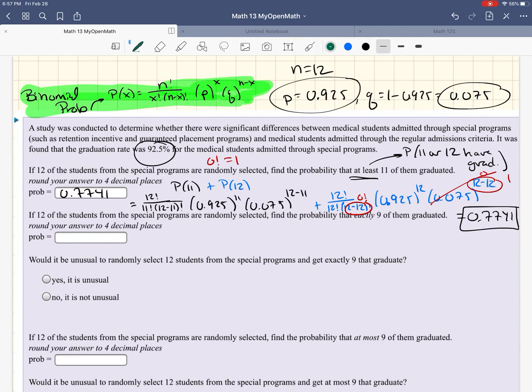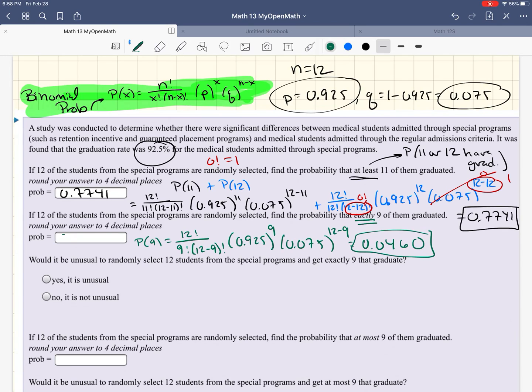Okay, next one. Let's switch colors to a nice dark green. If 12 of the students from the special programs are randomly selected, find the probability that exactly 9 of them graduated. This is actually easier than the last problem. The probability that exactly 9 graduated would be 12 factorial over 9 factorial times 12 minus 9 factorial, 0.925 to the 9 for number of successes, and 0.075 to the 12 minus 9. And plugging that in, that's all we need to do. Not like the last problem where we had to add. It's exactly 9. And when we plug this in and figure this out, we get 0.0460.